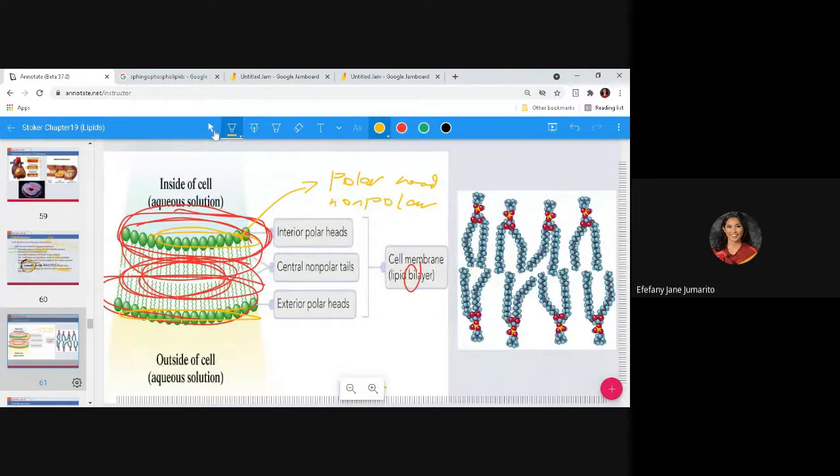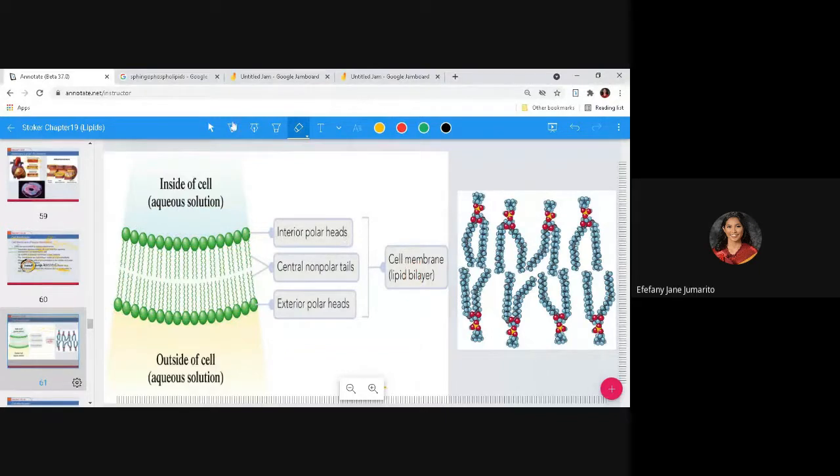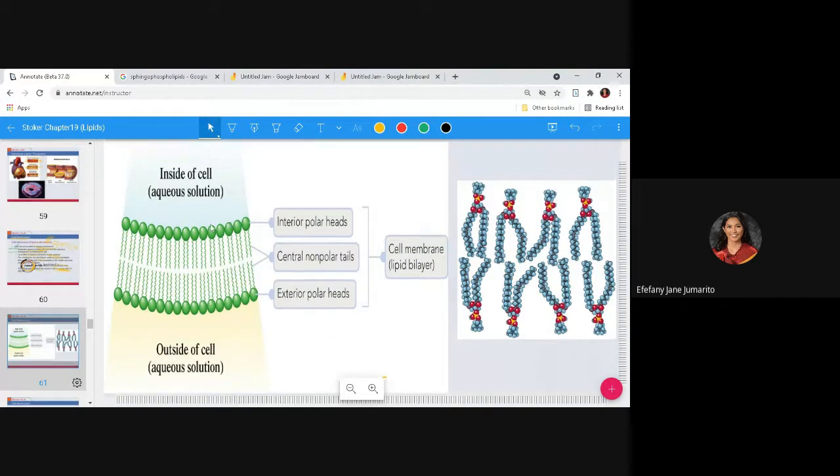I've shown this to you already. This is your phospholipid. So this is a lipid bilayer. This is your cell membrane. This part is your inner layer. This whole thing here is the inside, the lower layer. And this one is your upper layer. They are side by side.